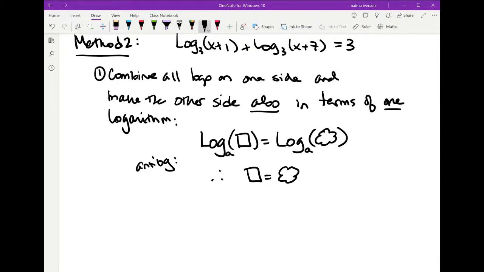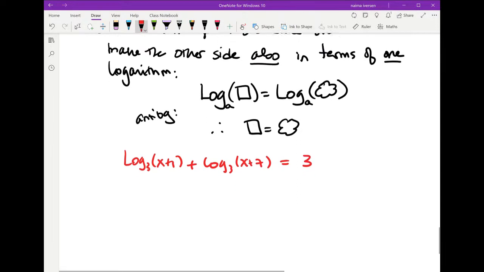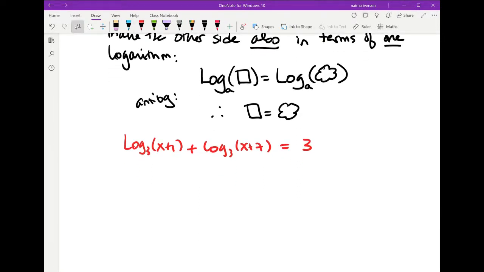So what we have here is log base 3 of x plus 1 plus log base 3 of x plus 7 is equal to 3. So I'm going to just scroll that up so that you can see it. This guy on the left side is easy to combine because that plus sign means that we are multiplying. So as you saw before, we multiply those two things out and we get x squared plus 8x plus 7. But this side over here has to be changed.